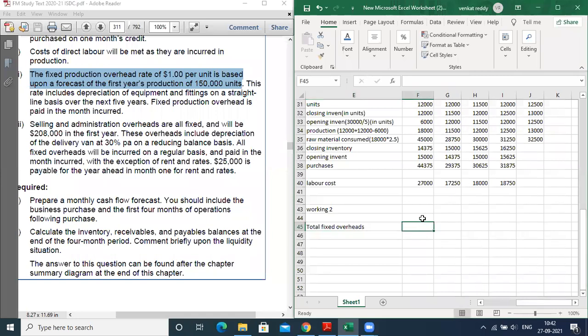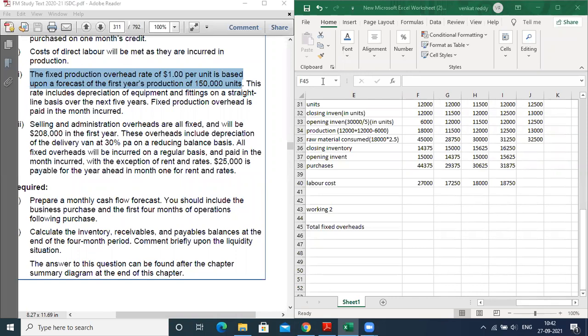Any idea about overheads? What do you mean by overheads? Has anyone heard about this? Yes. Now the overheads are nothing but indirect expenses. The expenses which we cannot directly apportion or distribute to a specific expense are known as overheads. Generally, we say them as indirect expenses.